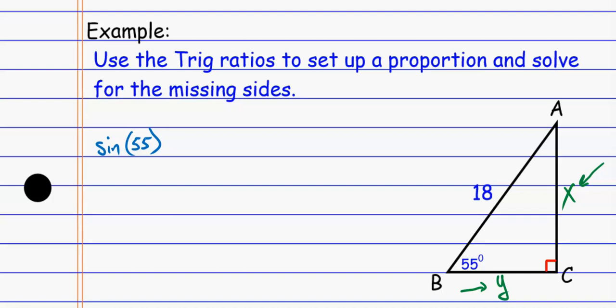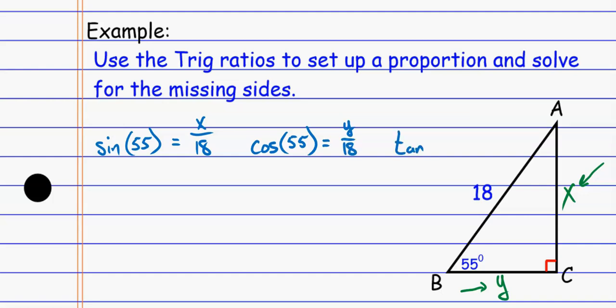And then this, I'll be able to literally plug into my calculator. It will give me this value. But the sine of 55 degrees should equal opposite over hypotenuse. Well, the opposite side is the X, and the hypotenuse is 18, all right? I'm going to set up all three trig ratios here. I'm going to do cosine, just so you can see which one we're actually going to use. Cosine of 55 degrees, so doing the cosine of B, that's going to equal the adjacent leg over the hypotenuse. That's y over 18.